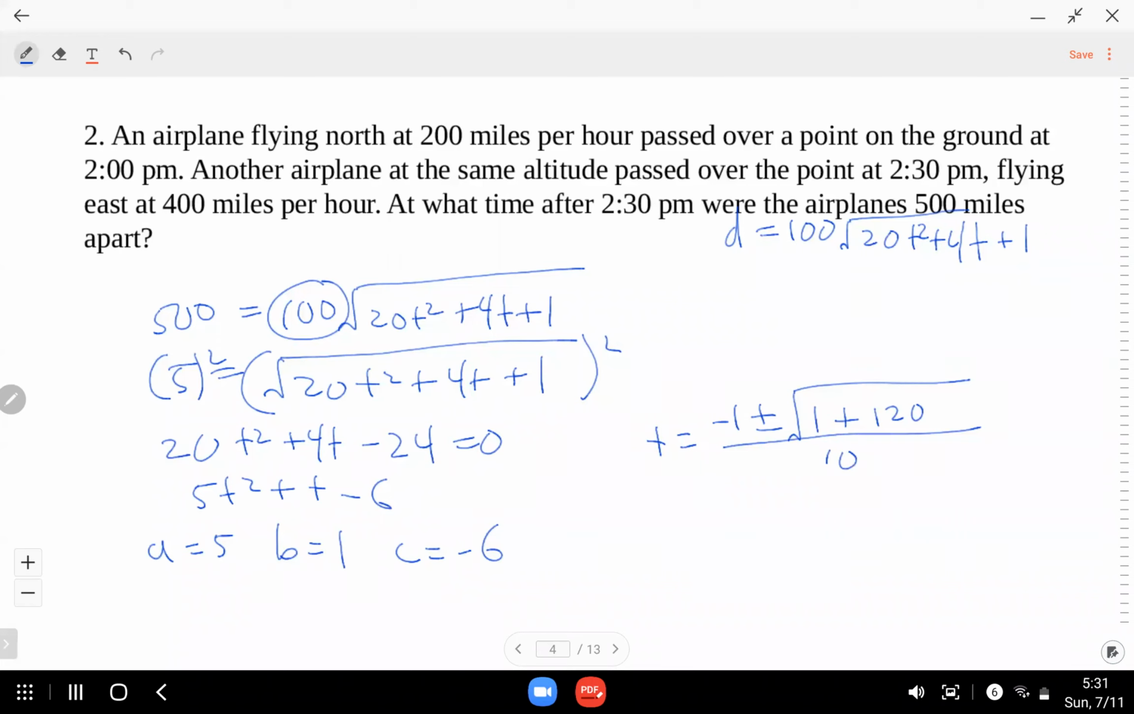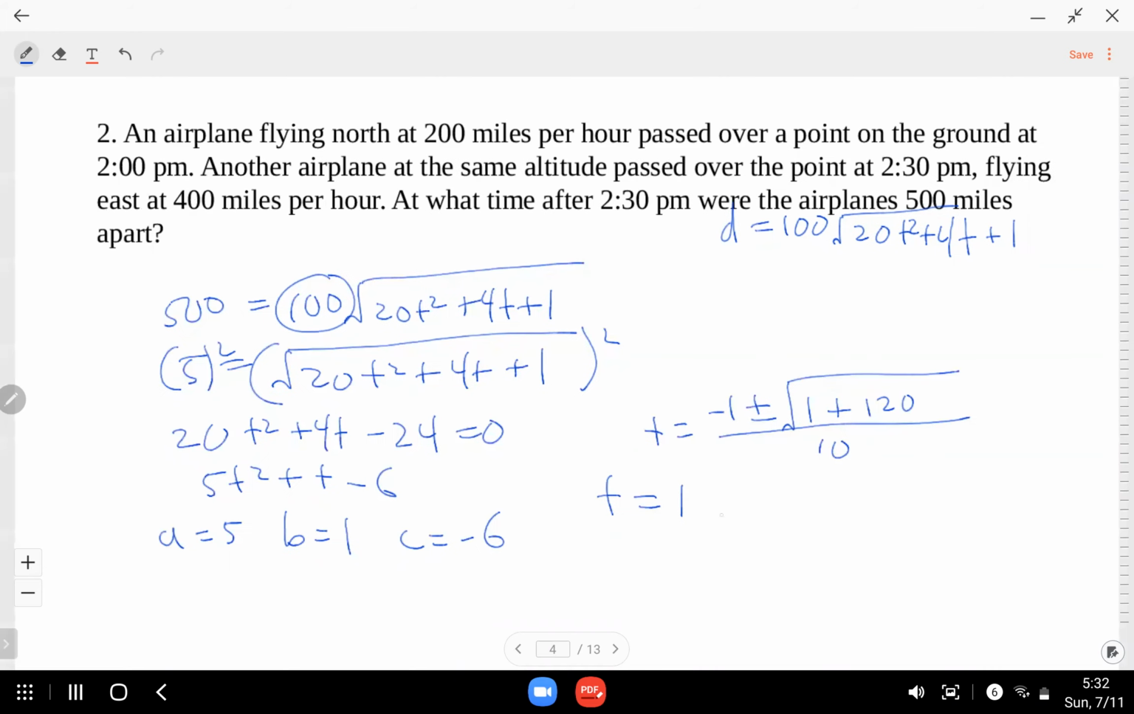All right, let's do this. One solution is going to be equal to 1, because negative 1 plus 11, since the square root of 121 is 11, gives 10 over 10, which is 1. The other solution, negative 1 minus 11, is negative 6 over 5. And we all know that there's no negative time, so cross out this solution. 1 will be the solution.